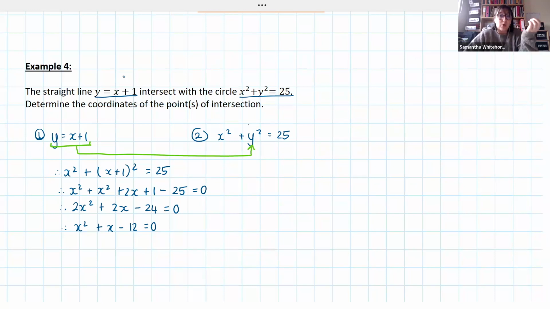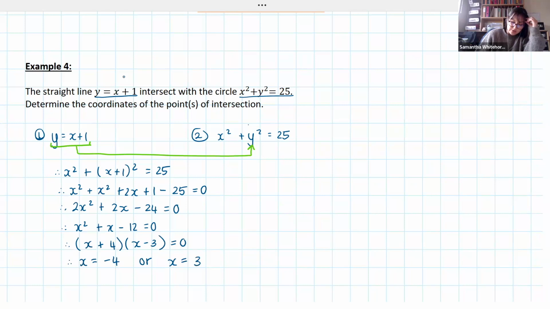If you can divide by a common factor, it just makes your factorization so much easier. I'm not saying it's wrong to not do it, it just makes life easier. So this is now a very easy trinomial that I can factorize: (x plus 4)(x minus 3) is equal to 0. And so x is equal to negative 4, or x is equal to 3.